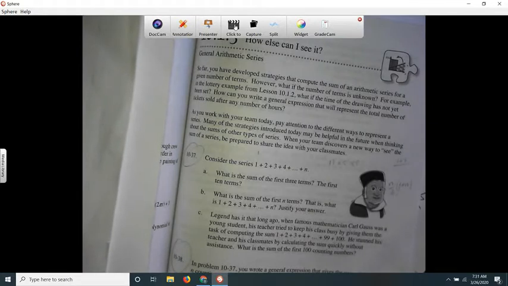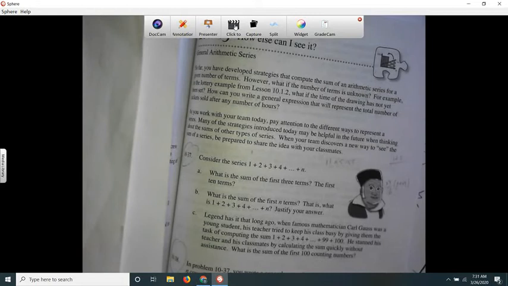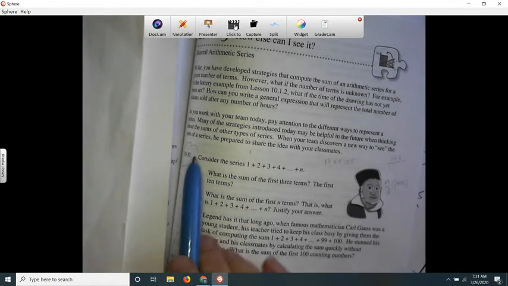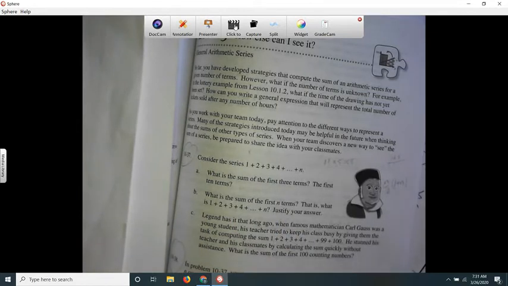It says, as you work with your team today, pay attention to the different ways to represent a series. Many of the strategies introduced today may be helpful in the future when thinking about sums of other types of series. When your team discovers a new way to see the sum of a series, be prepared to share the idea with your classmates. So we were kind of hoping that you were able to see the sum of a series as those rectangles that we were drawing.